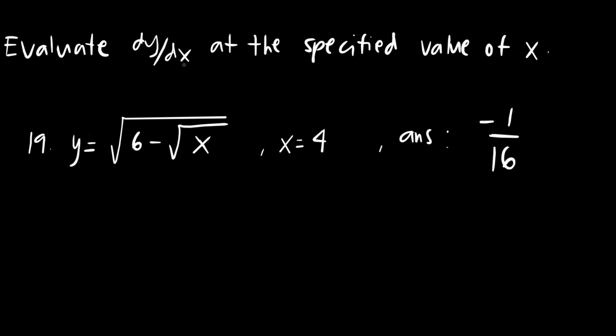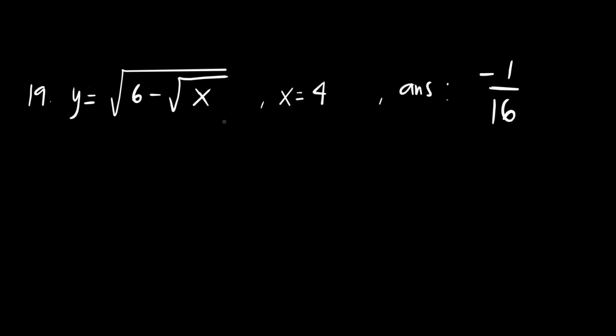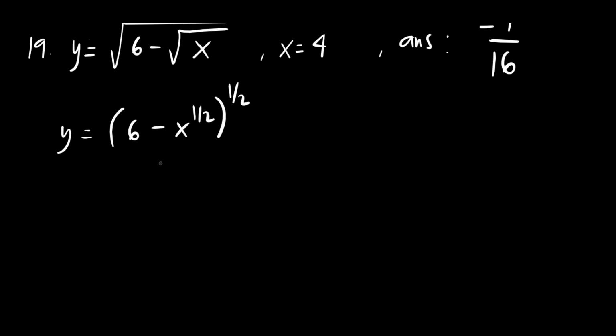So evaluate dy over dx at the specified value of x. So we have 19. So y is equal to the square root of 6 minus square root of x at x equal to 4. So we have to find dy over dx first. So y prime. So let's just convert first to its exponent form. So we have (6 minus x raised to the power of 1/2) raised to the power of 1/2. So we're now ready to differentiate.